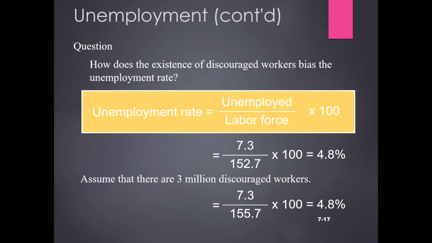We know the formula for the unemployment rate is unemployed divided by labor force times 100. So assume that there are 3 million discouraged workers. We're using the same figures for the US as of 2007, right? Why do we still have the same answer as before? So how does the existence of discouraged workers affect our calculation?